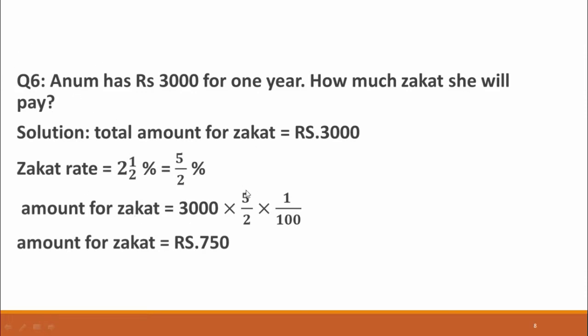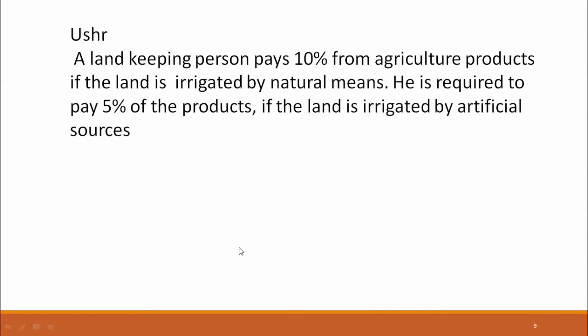3,000 multiplied by 5 by 2%, meaning 5 by 2 divided by 100. And now the zakat for this 3,000 rupees is 75 rupees. Now, Ushr.